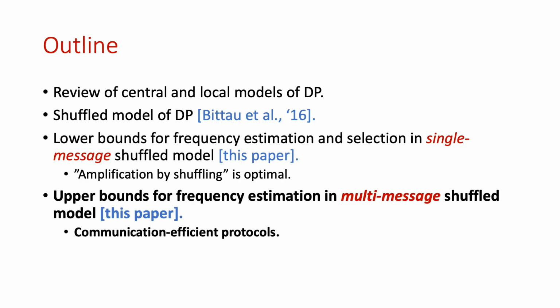Okay, so the takeaway from our lower bounds for the single message shuffle model is that we must have error which is polynomial in either n or B. Now this could be quite undesirable in practice and make the resulting statistics unusable. And next we'll talk about how to get error which is polylogarithmic in n and B using the multi-message shuffle model.